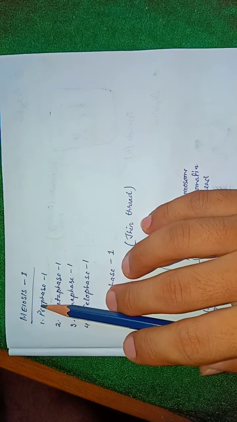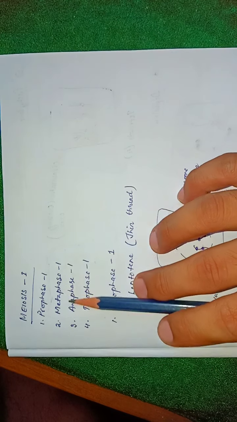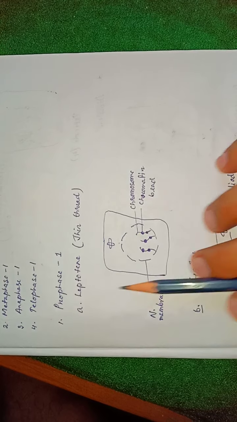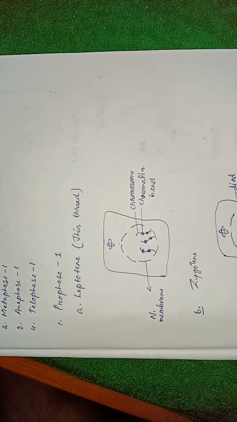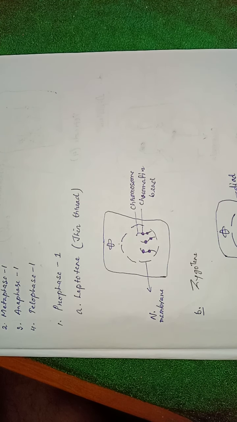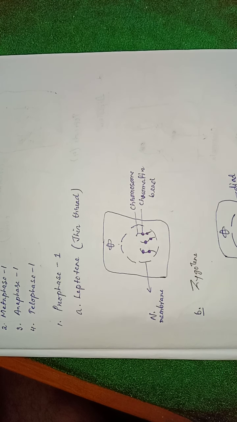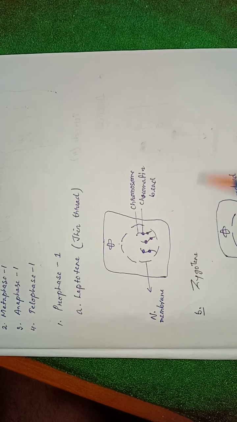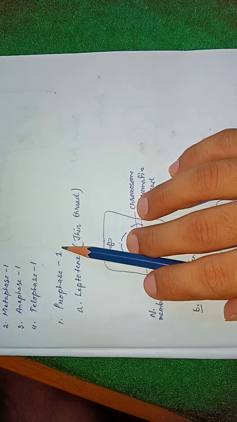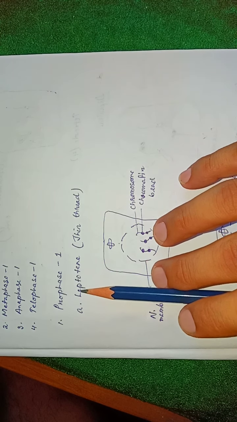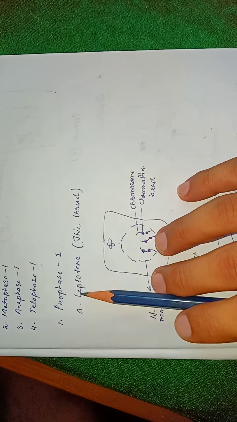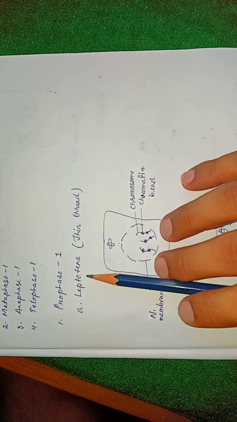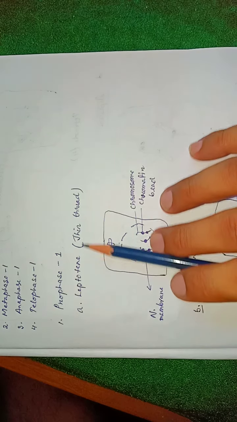Meiosis 1 contains 4 phases, that is prophase 1, metaphase 1, anaphase 1 and telophase 1. Now under this, let's discuss prophase 1. Prophase of the first meiotic division, that is meiosis 1, is typically longer and more complex as compared to the prophase of mitosis. Prophase 1 is further divided into 5 subphases. The first subphase is the leptotene. Lepto means thin, tene means thread. So leptotene means thin thread.